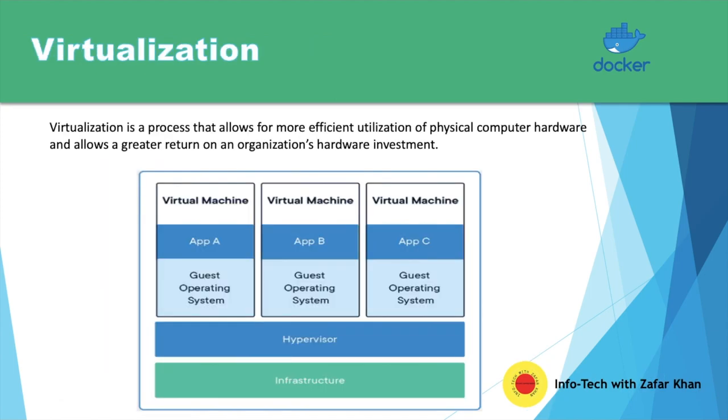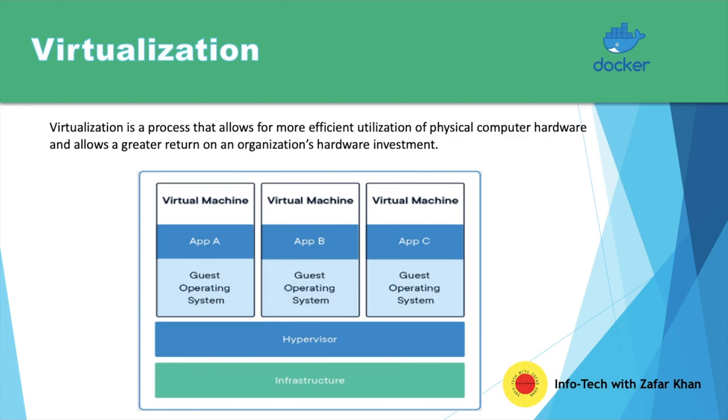Virtualization is basically a process that allows for more efficient utilization of physical computer hardware and a greater return on an organization's hardware investment. Now, what is virtualization in cloud computing? Virtualization means developing a virtual rather than actual version of things like servers, desktops, storage devices, operating systems, and network resources. Basically, virtualization is a process that permits you to share a single physical resource or application among multiple users in an organization.